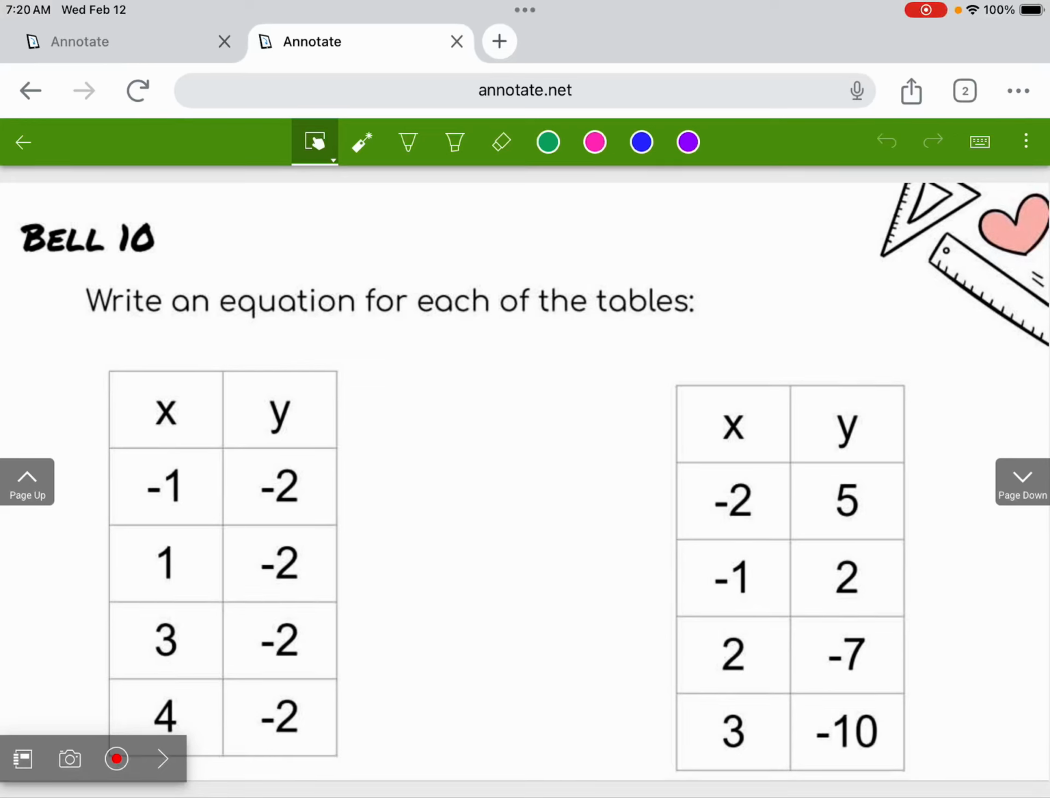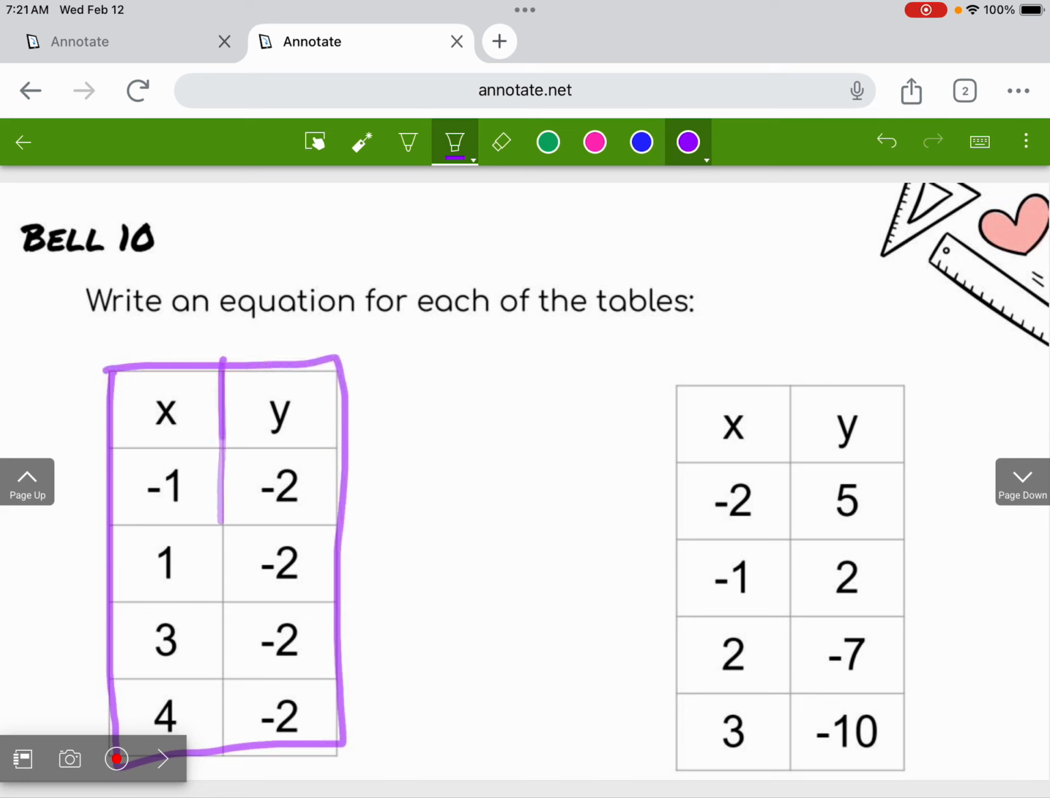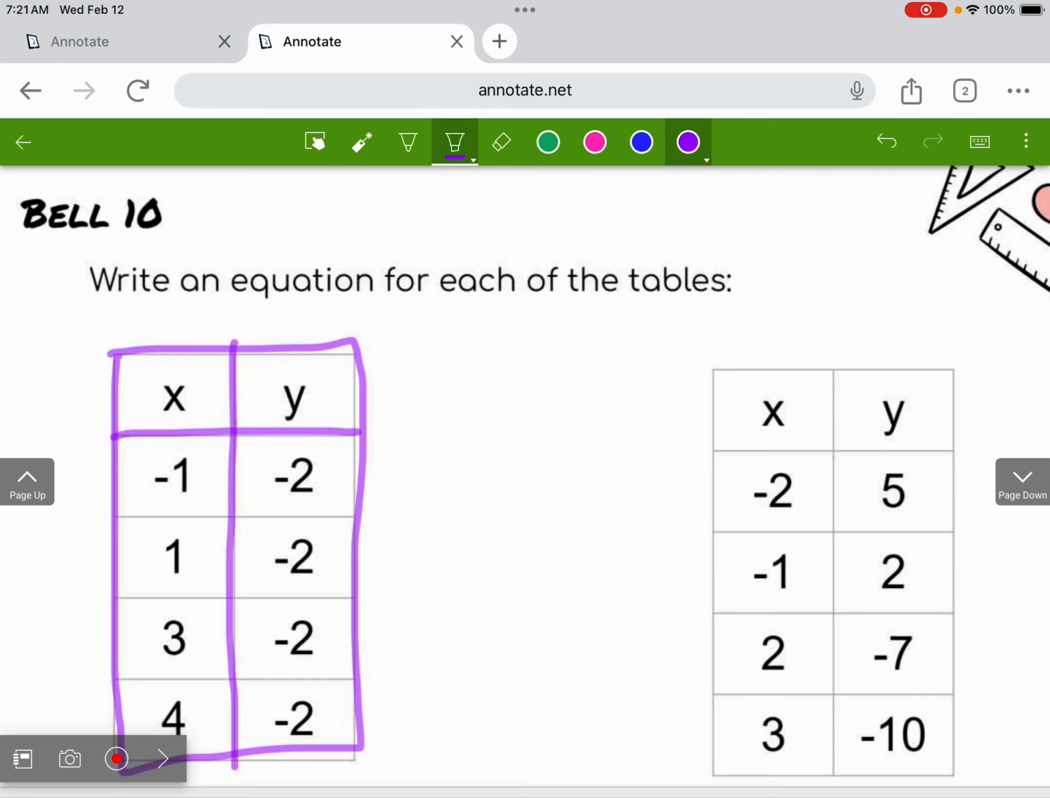All right. What do we think we could do to write an equation for each of these tables? Let's start by looking at this left one. We're given an x and a y, like this. How could we go about this?